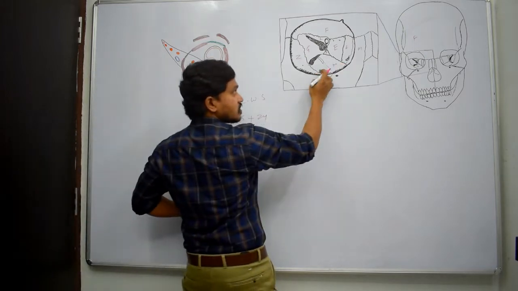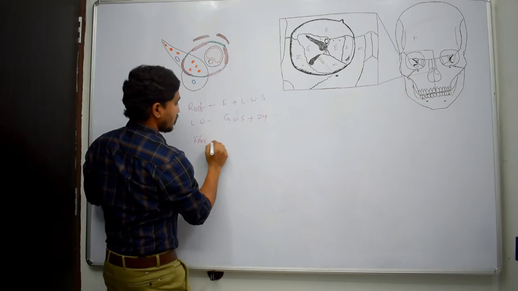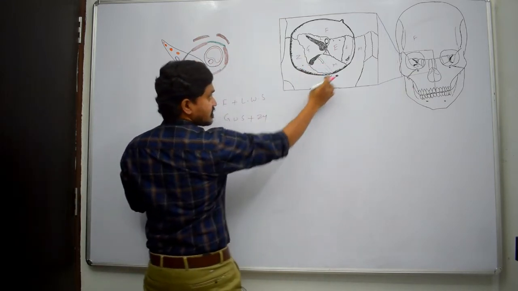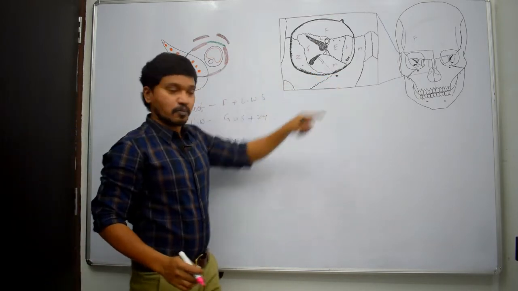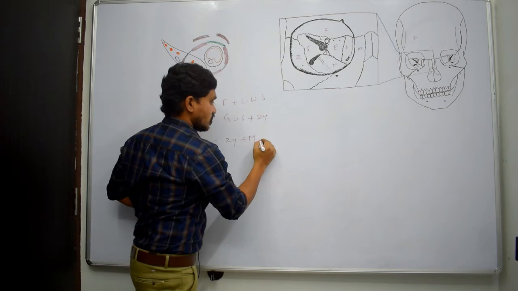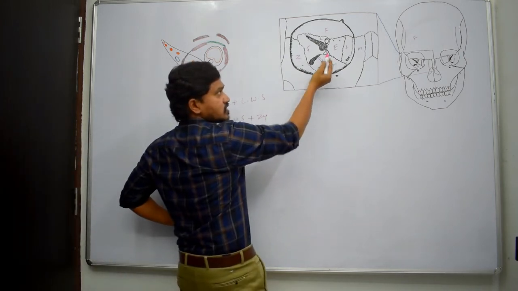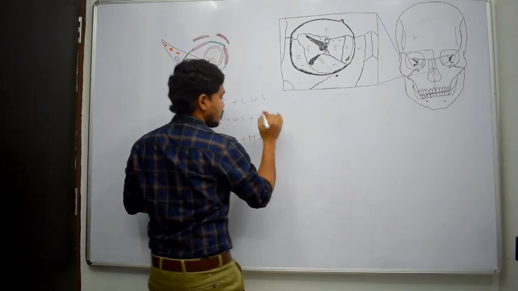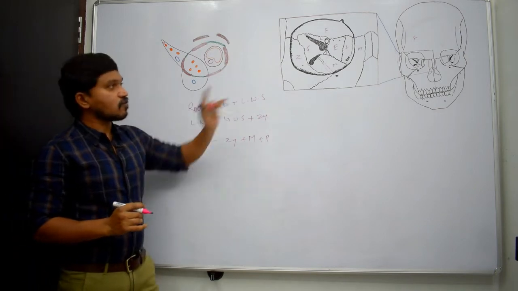Then what is this? Floor. The floor is formed by zygomatic bone plus the orbital surface of maxilla. Then here this small bone is there. What is this? Palatine bone, the orbital process of palatine bone. So these are the bones which form the floor.